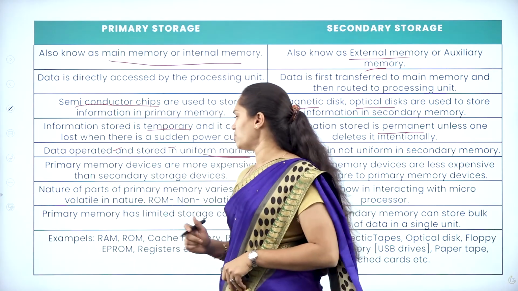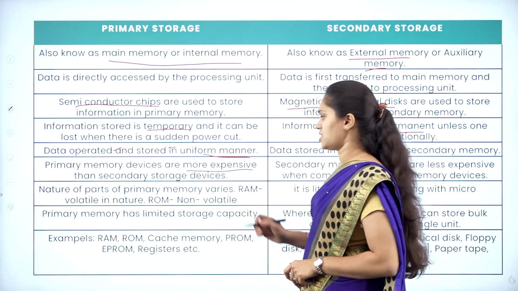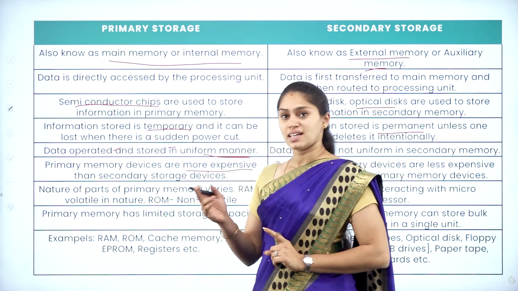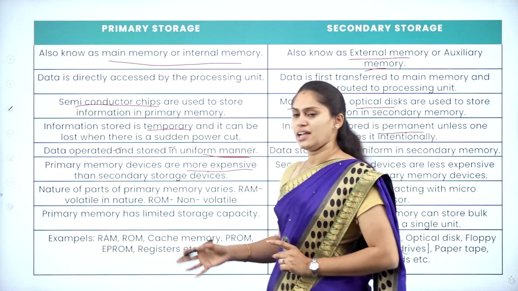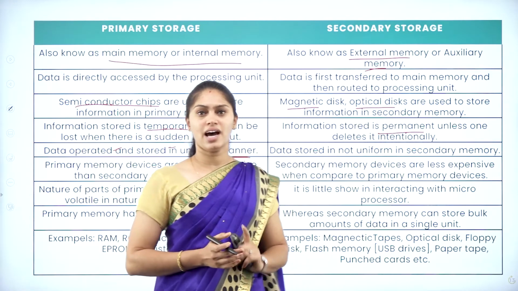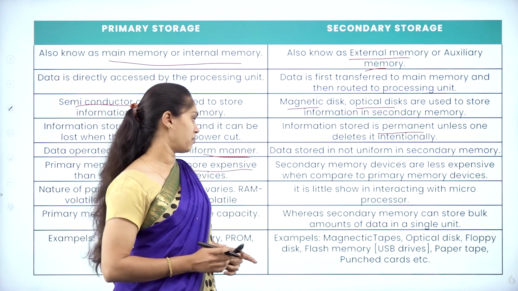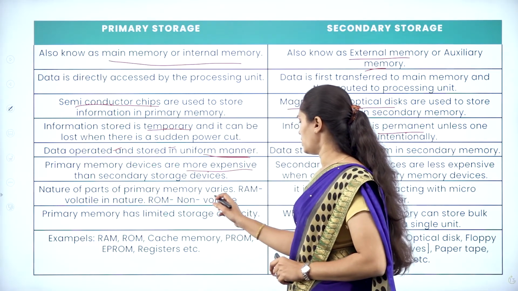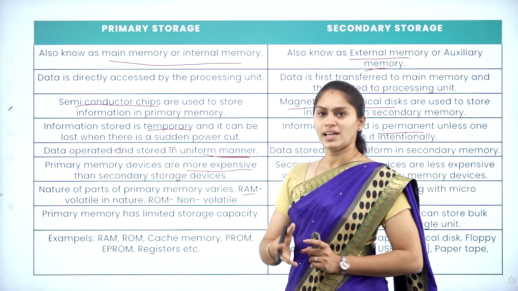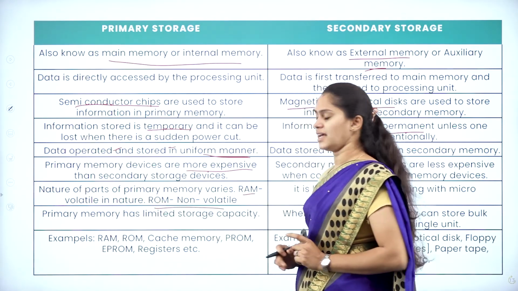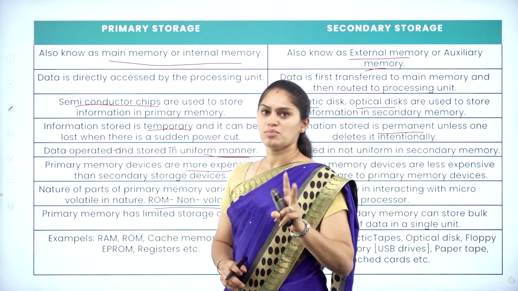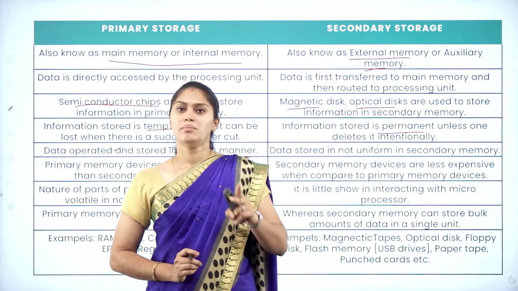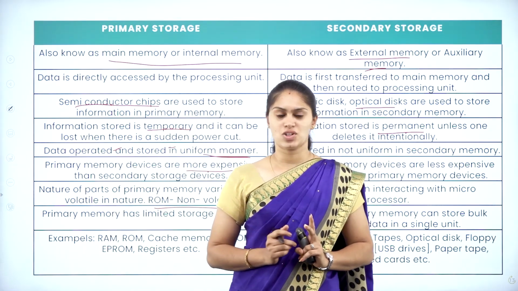And coming to the next point, primary memory is more expensive. RAM comes under primary memory, and that is more expensive than the secondary memory. So the secondary devices or secondary storage media are cheaper when compared to primary memory. Coming to the next point, the nature of the parts of primary memory varies. That means RAM is volatile in nature and ROM is non-volatile in nature. So we have two types, RAM and ROM, in the primary memory itself.